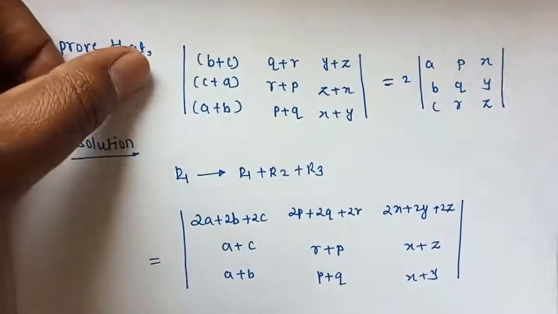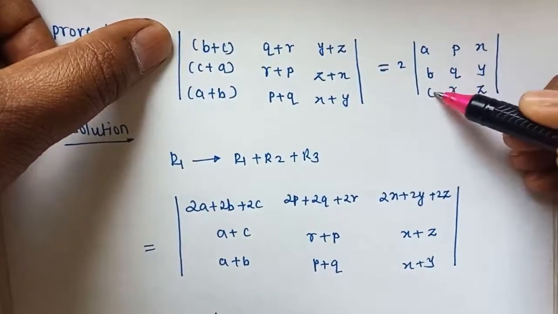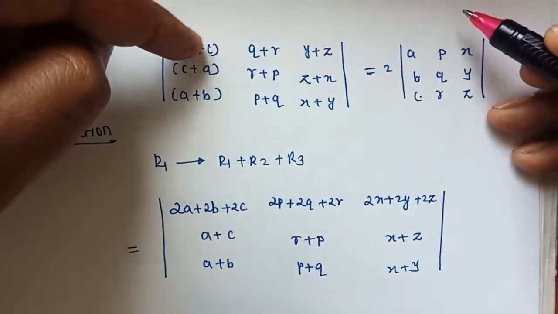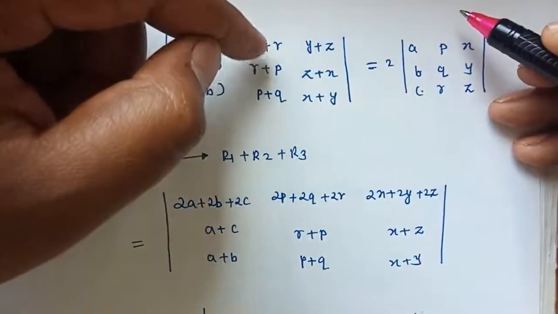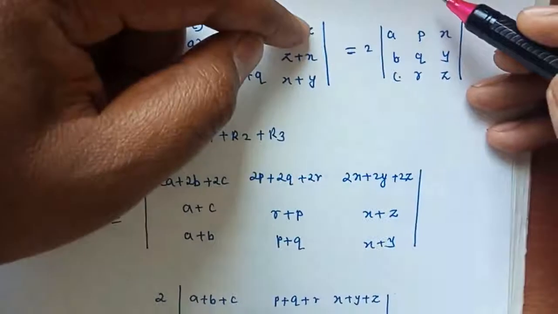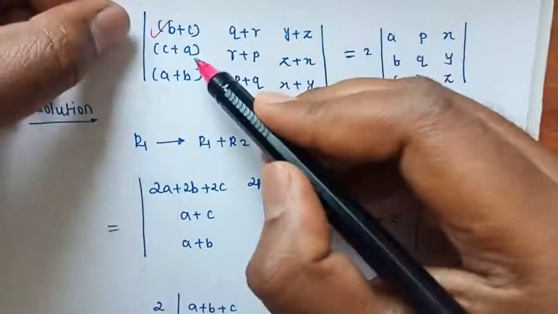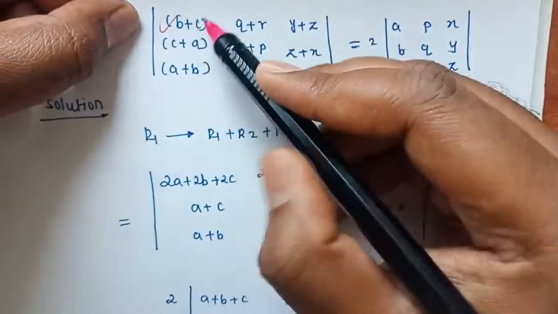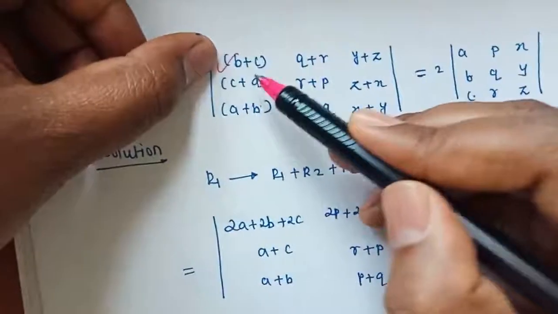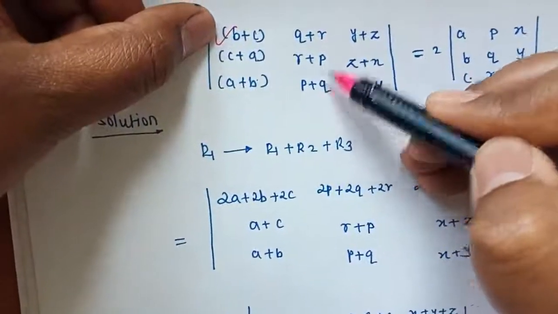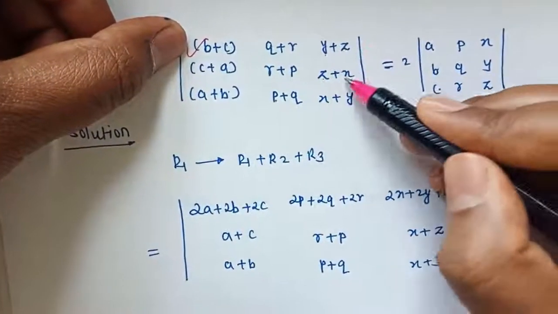Now in the proof, if you always see the proof, I want A, B and C. That means I have to do something with the first row, so I will get the A here, next is P here, and next is X here. So what I will do is this R1 will change as R1 plus R2 plus R3, because if I add R1 plus R2 plus R3, this will become B plus B, 2B, C plus C, 2C, A plus A, 2A. Similarly Q plus Q, 2Q, R plus R, 2R, P plus P, 2P. Similarly Y plus Y, 2Y, Z plus Z, 2Z, X plus X, 2X.